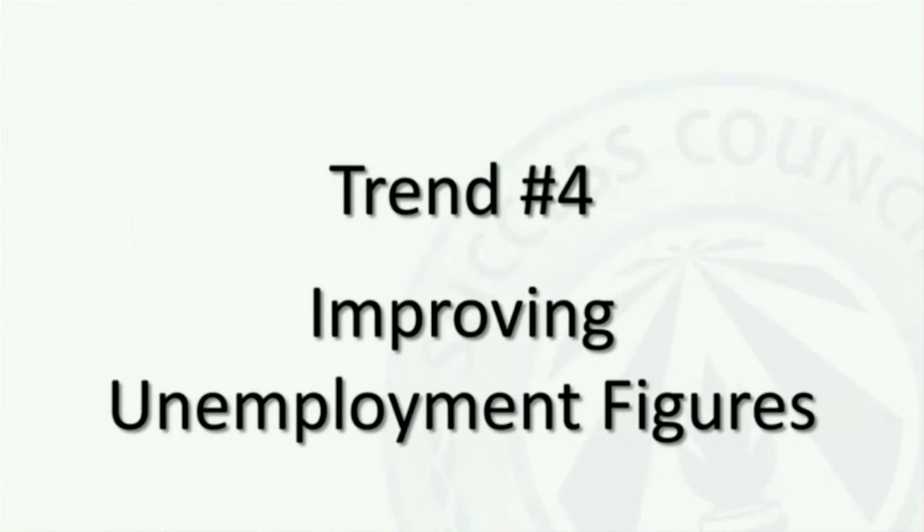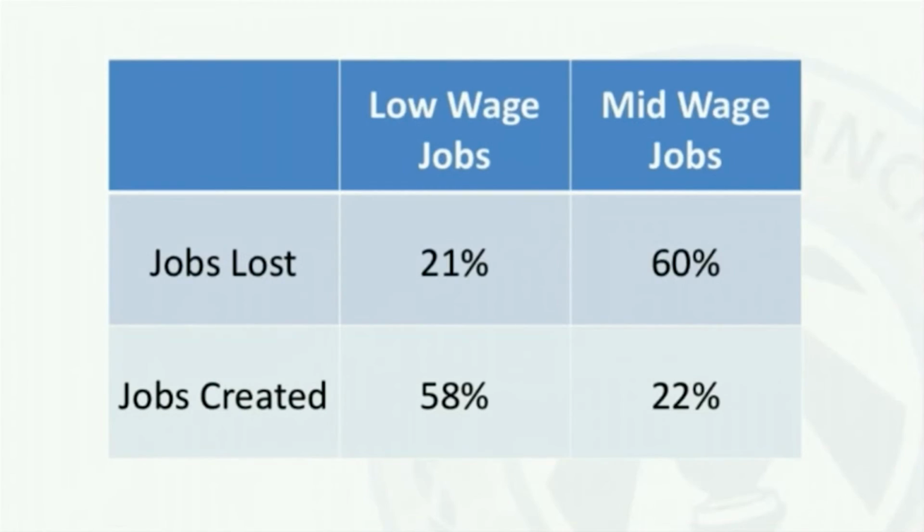Trend number 4. That is stabilized or improving unemployment figures. In Module 2, we talked about how these numbers are heavily distorted, so I won't repeat that here. But I want to draw your attention to another trend, and that is these alarming statistics. During the 2008 crisis, 21% of jobs lost were low-wage paying jobs, between $7 and $13. And 60% of the jobs were mid-wage jobs, between $13 and $21.